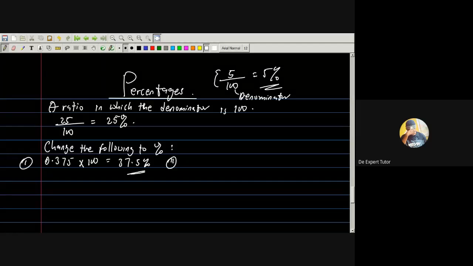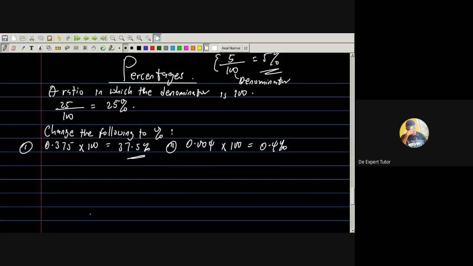If you have something like 0.004 to percentage, multiply by 100, and that will give me 0.4%. So that's how we change to percentage. As simple as that.